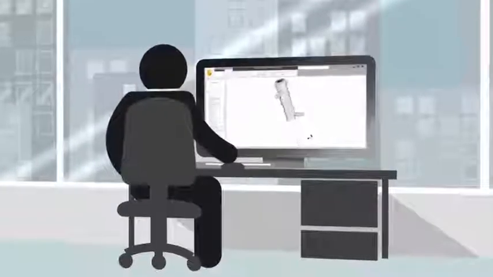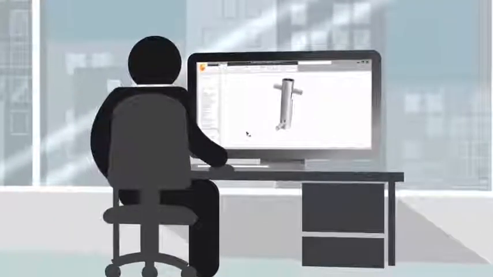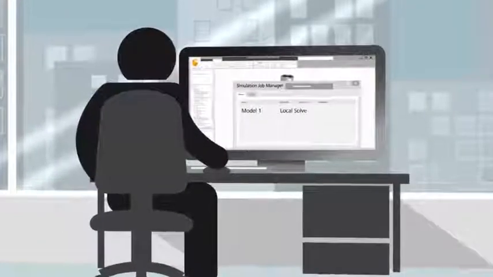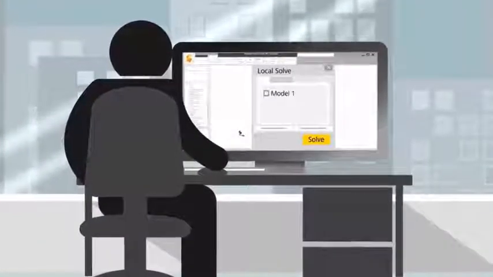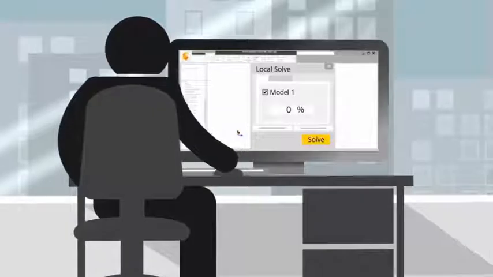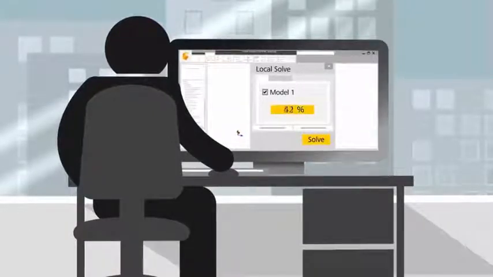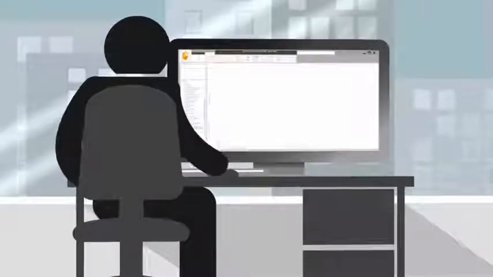Here, our engineer Dan is working on a simulation. Notice, he is using his local computer resources to solve one simulation before having the ability to analyze his results. With his local computer busy at work solving, he is unable to continue working on other things.